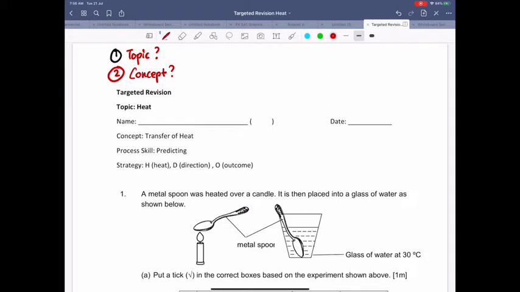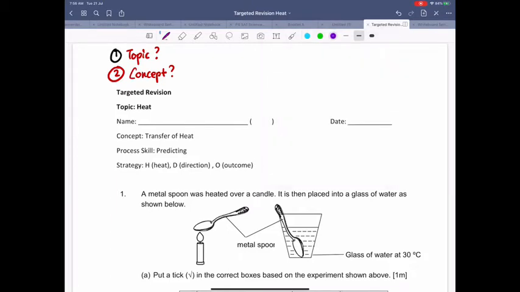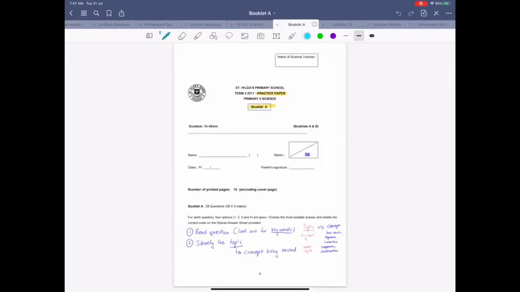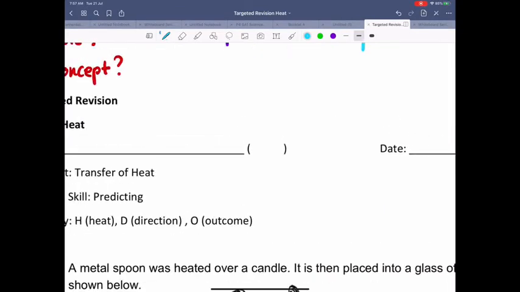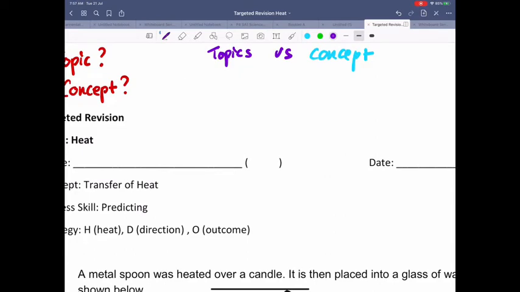So you will probably ask me then, Mr. Chong, what is a topic and what is a concept? Now, a topic is basically how you would categorize concepts in a very large sense. So for example, examples of topics versus concepts. For topics, an example would be heat.